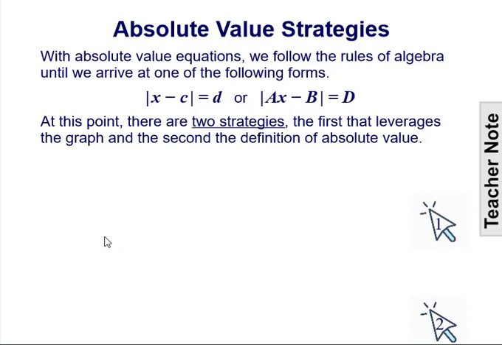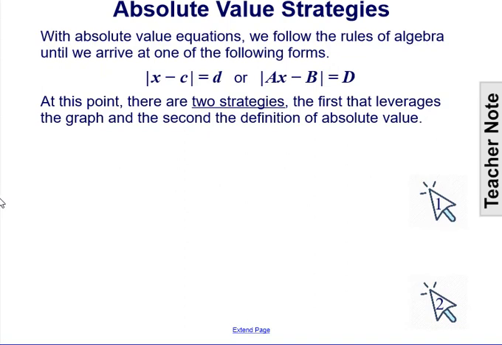Absolute value strategies. With absolute value equations, we follow the rules of algebra until we arrive at one of the following forms. We have the absolute value of x minus c equals d, or we have the absolute value of ax minus b equals d. So at this point, there's really two strategies. The first leverages the graph, and the second leverages the definition of absolute value.